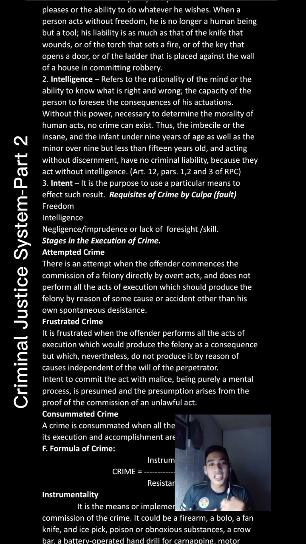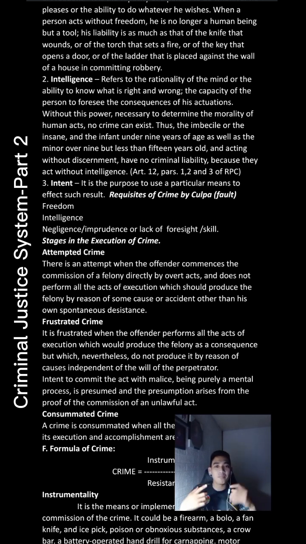Now, the last one is the intent. It is the purpose to use a particular means to effect such result. What's the difference between intent and motive? If we say intent, it is the purpose to use a particular means to effect such result. For example, treachery and evident premeditation. These are means to effect the crime.